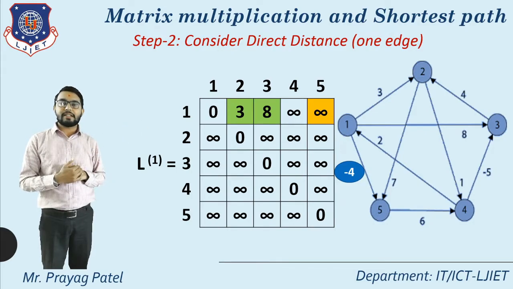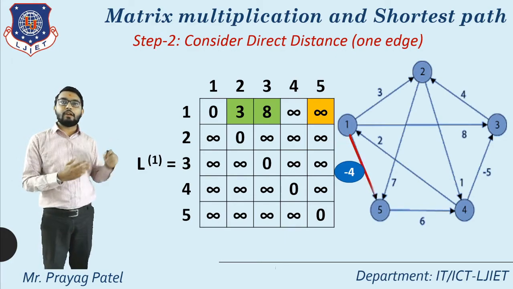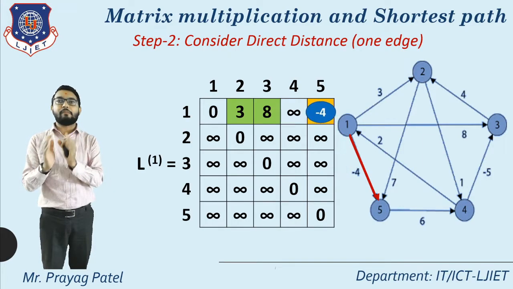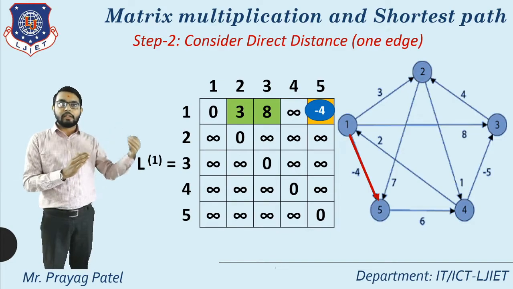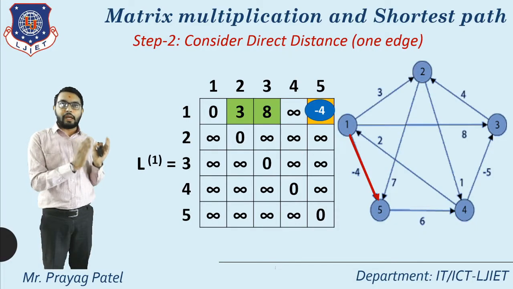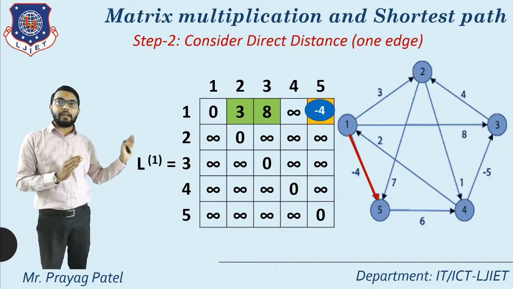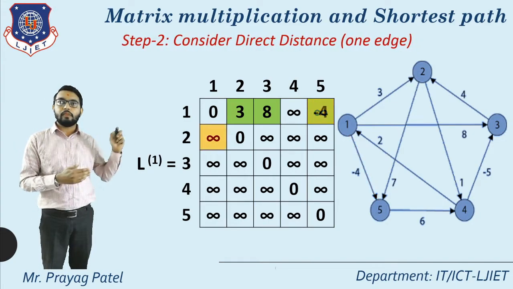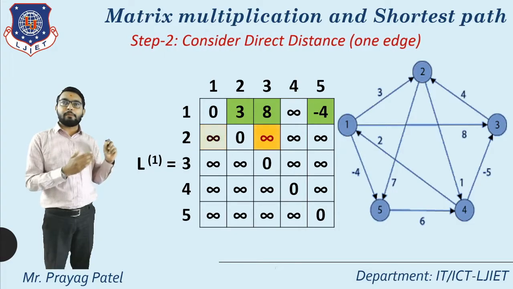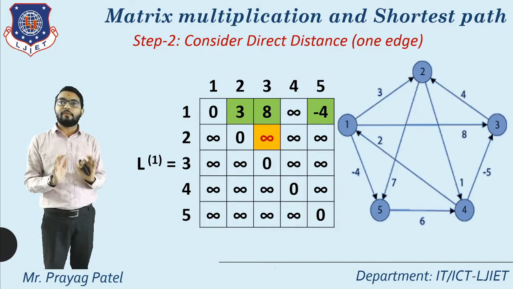Now next location, consider location 1,5. The value of location 1,5 equals -4. So put the value -4 at location 1,5, because the initial value is infinity. If a weight given in the graph for an edge is smaller than infinity, then you can replace infinity with that weight. So here consider -4 as our answer. Now consider next location, 2,1. Check whether the path from 2 to 1 is available. No, the 2 to 1 path is not available. So keep infinity as it is.